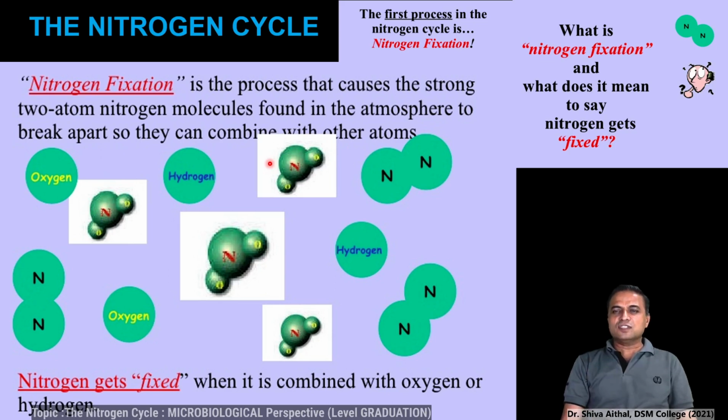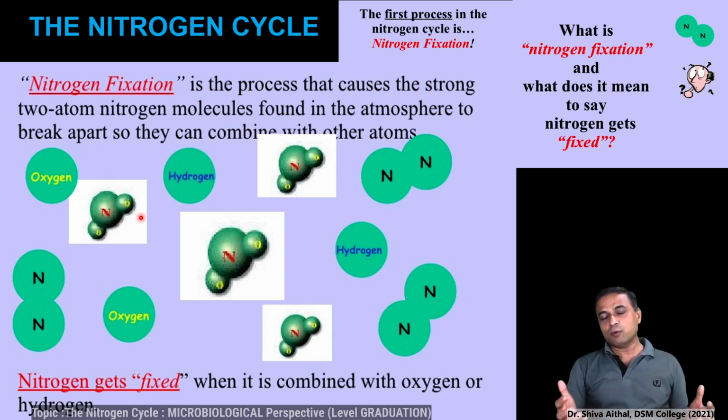So what is nitrogen fixation, and what does it mean to say nitrogen gets fixed? This should be the basic question in the empirical mind of a science student. The first process in the nitrogen cycle is nitrogen fixation. Nitrogen fixation is the process that causes the strong two atom nitrogen molecules, which are bonded by 3 bonds, found in the atmosphere, to break apart so that they can combine with other atoms like hydrogen and oxygen.